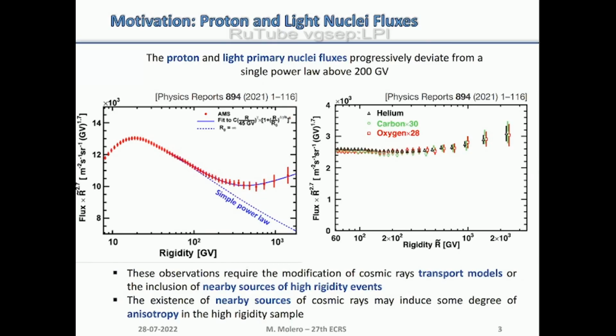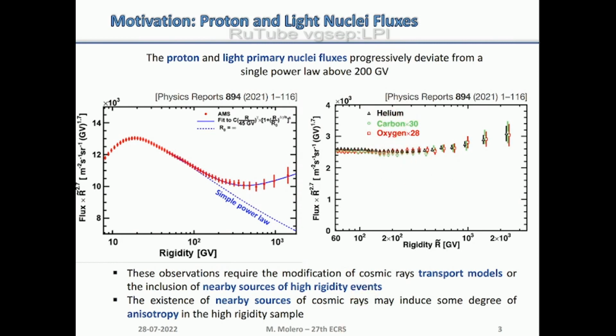AMS is a detector on top of the ISS and has presented at the moment the most precise measurements of the proton and light primary nuclei, helium, carbon, and oxygen, as a function of the rigidity. I show here in this plot on the left the flux of protons. According to the traditional models, it was believed to be described by a simple power law, but it was shown that actually it has a break around 200 GeV, which was also shown in the helium, carbon, and oxygen fluxes, as you can see here.